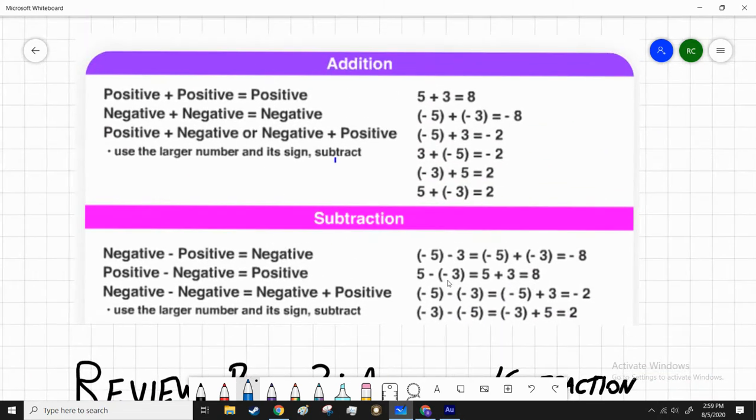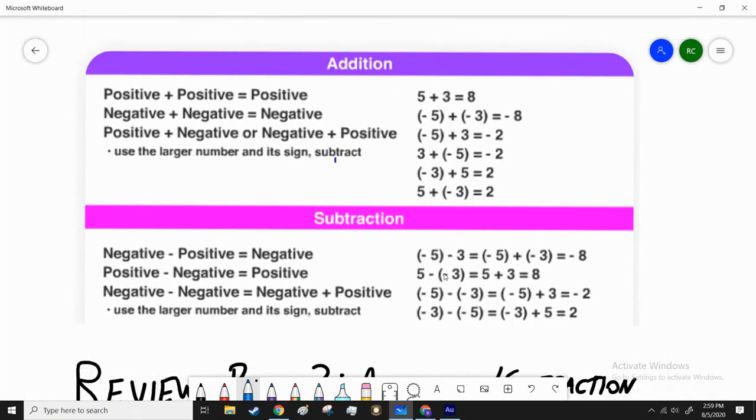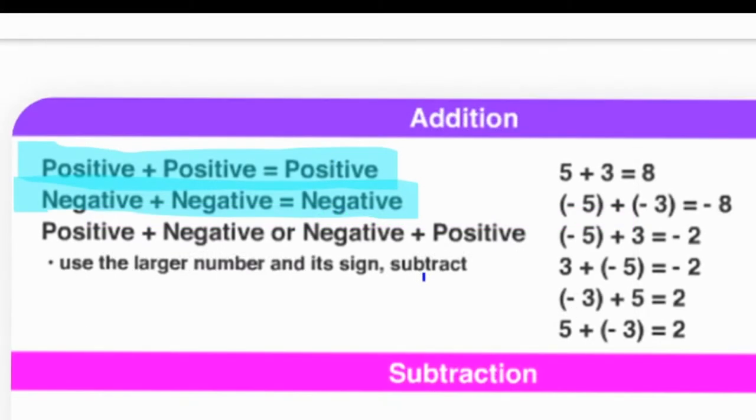So if you look up here, this is kind of the rule that I learned, right? If I have two positives together, it makes a positive. That makes sense. If I have two negatives together, that makes a negative. That makes sense. But when I have different ones, negative positive or positive negative, then I use the quote-unquote larger number and its sign and subtract the two. So for example, with this one here, negative 3 plus 5, 5 is the quote-unquote larger number of the two, so we use the positive sign and subtract.